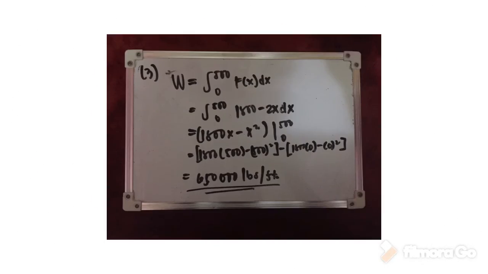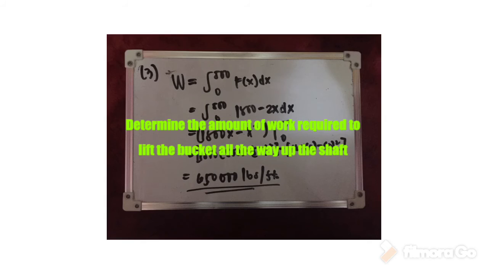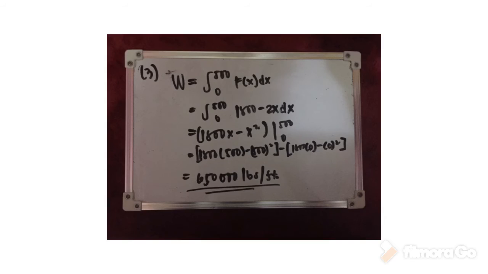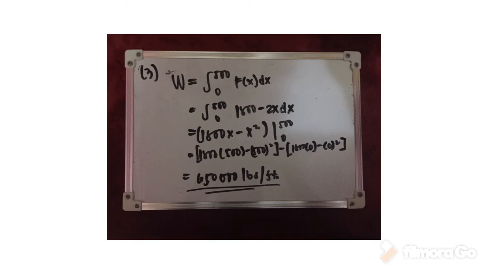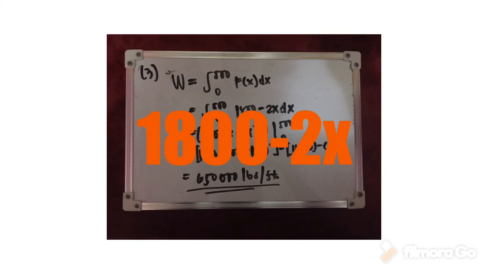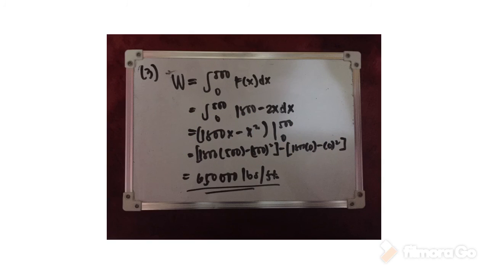After answering the second question, you then proceed to the third and last question, which is to determine the amount of work required to lift the bucket all the way up the shaft. The process is still the same, but the variables are now different. All the way up the shaft, so we'll begin from 0 all the way up to 500 feet. So the formula will be W is equal to the integral of f(x) dx from 0 to 500 feet. Now you'll just substitute the value of f(x). It will become the integral of 1,800 minus 2x dx from 0 to 500 feet.